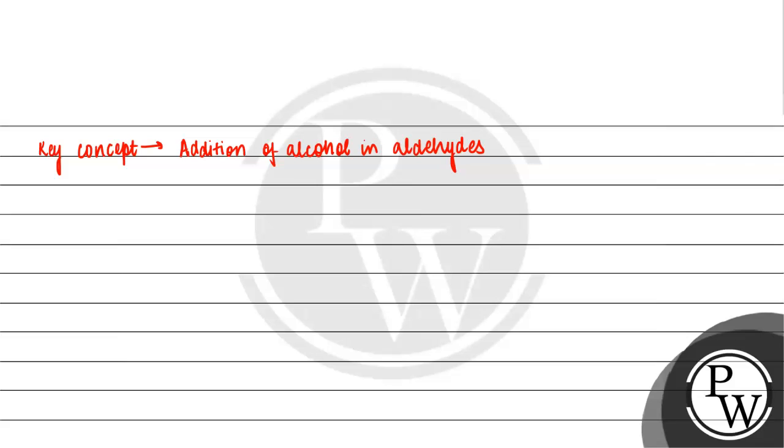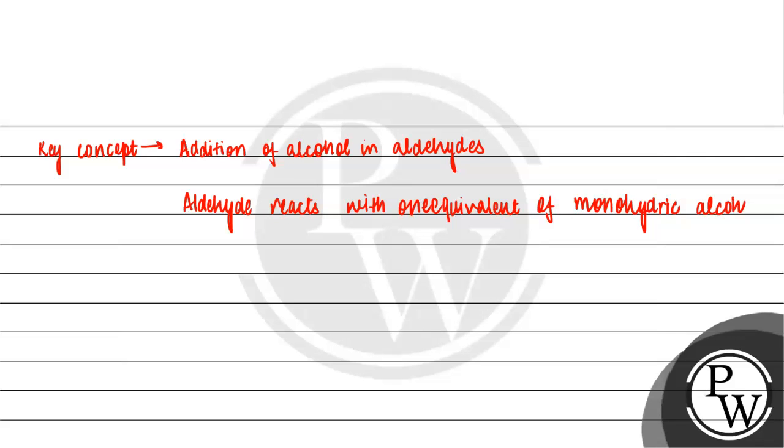Now if we talk about pehla, aldehyde reacts with one molecule, one equivalent of monohydric alcohol in the presence of dry hydrogen chloride, dry HCl, to yield alkoxy alcohol intermediate. तो इस alkoxy alcohol intermediate को हम कहते हैं hemiacetal.